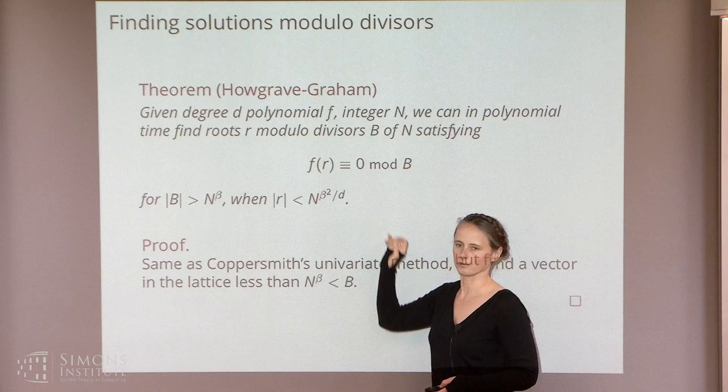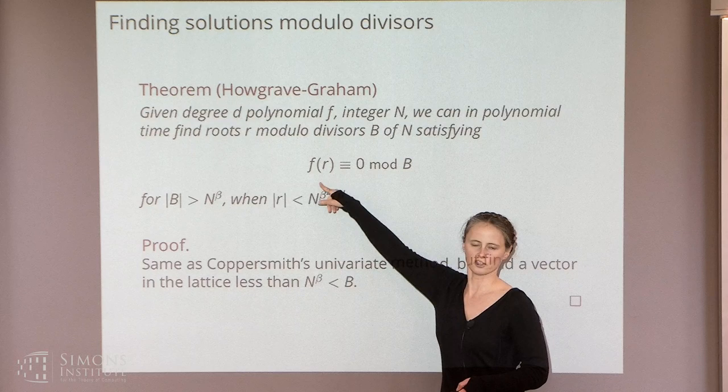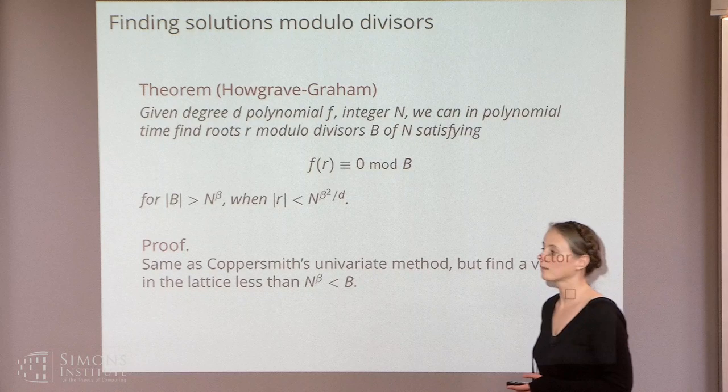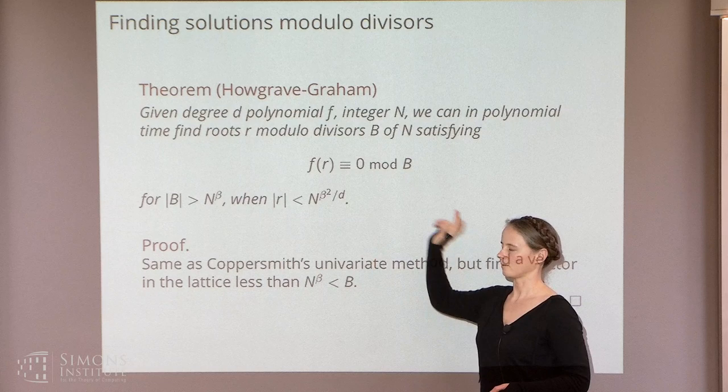Without finding b? Once you have r, then you can compute the GCD. Yeah, because b is not an input. So this is the statement that if we're given an n and we don't know the factorization of n, but there exist any roots mod any divisor of n, then it will find them. And then we can compute the divisors if we want to.